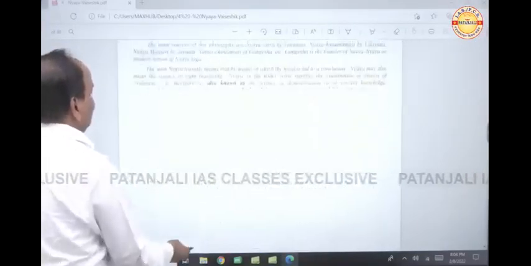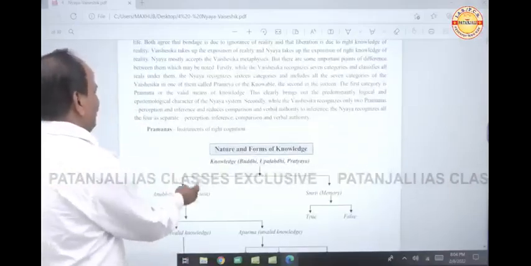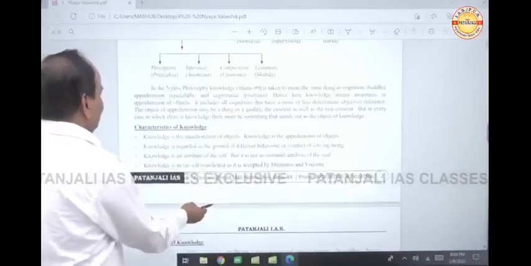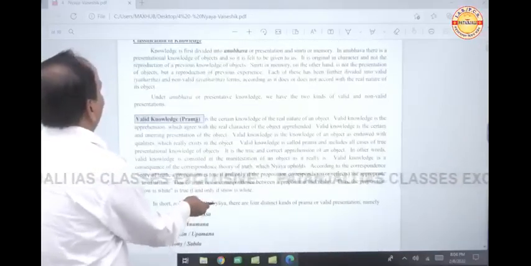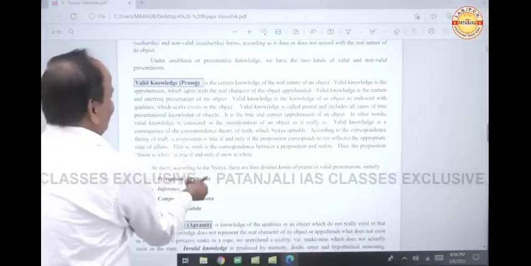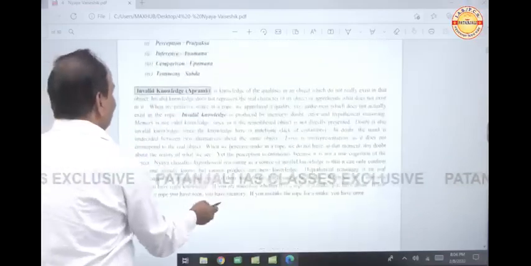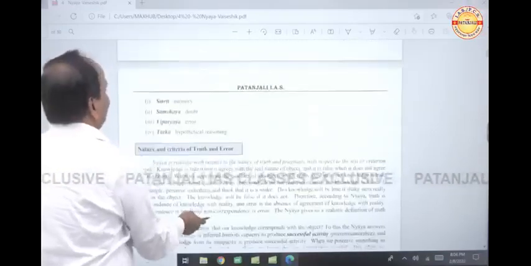See, what is written here is sufficient, nothing more is needed. Here valid knowledge is also written. What do you mean by valid knowledge? As much as I have explained, that is explained here. Here aprama is also written.